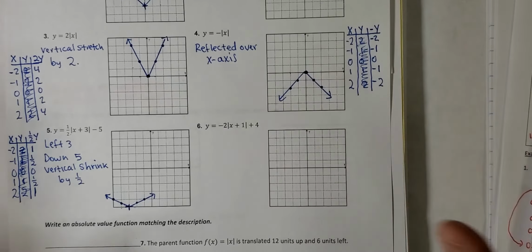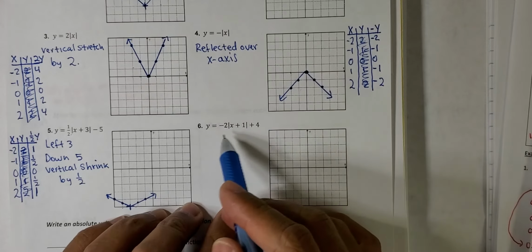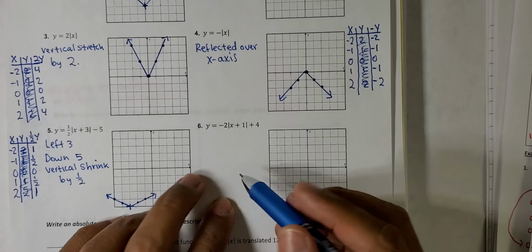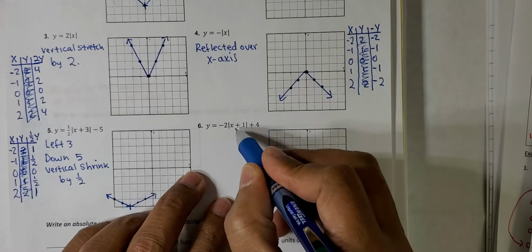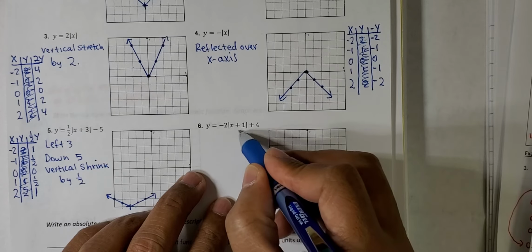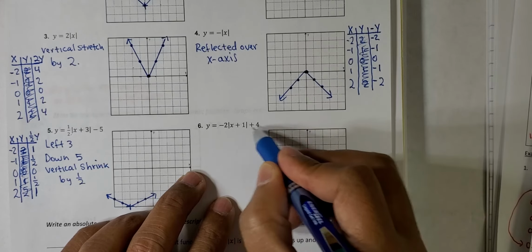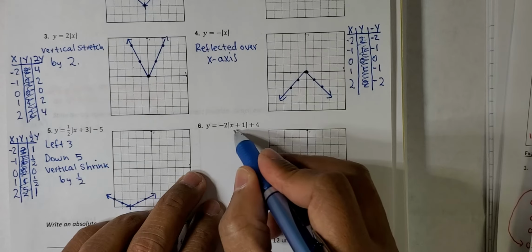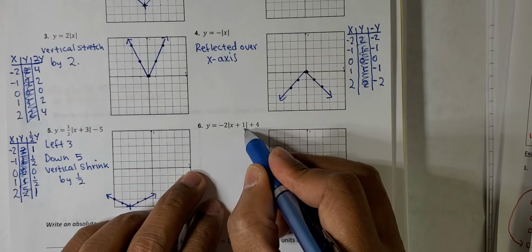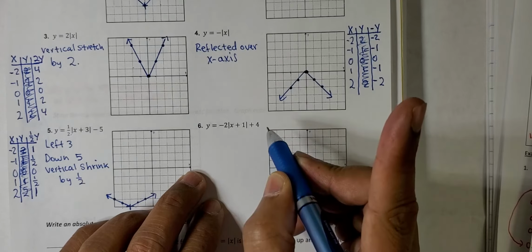And again, before we do anything, let's see what this is going to do to the graph. So first of all, I see that it has a -2 in front of the absolute value bars, and I see that it has a +1 inside of the absolute value bars, and then a +4 outside. Okay, so let's start with what's inside of the absolute value bars. So in this case, +1, again, don't forget, this is counterintuitive.